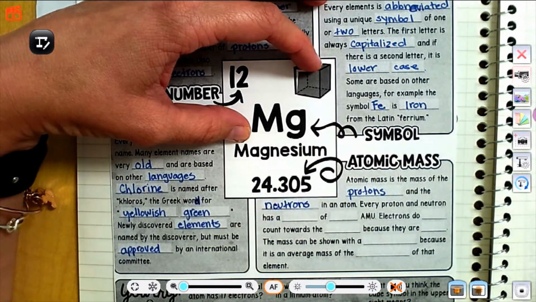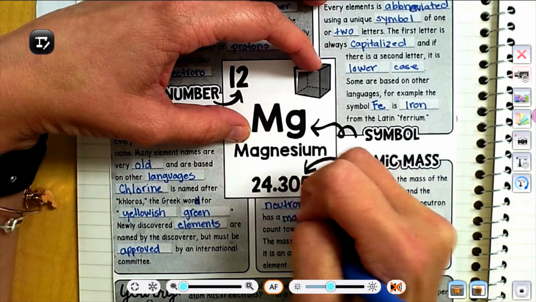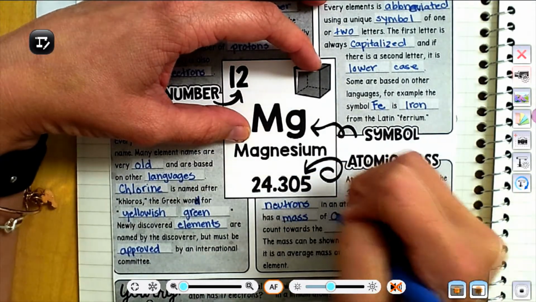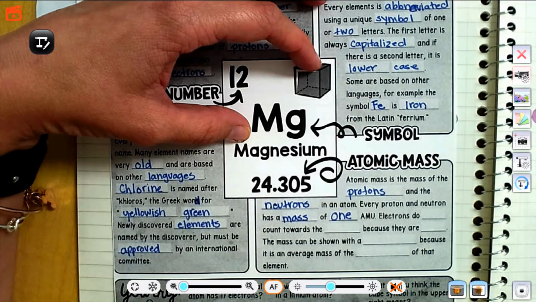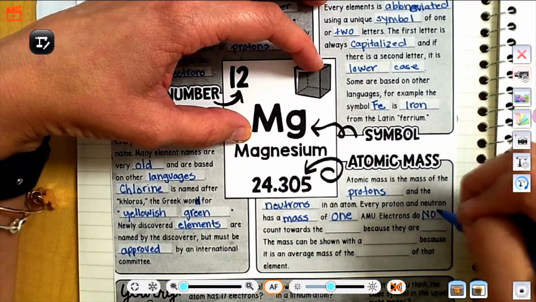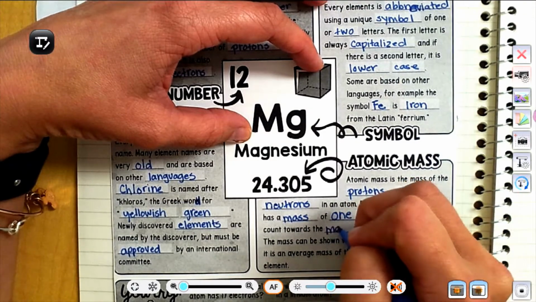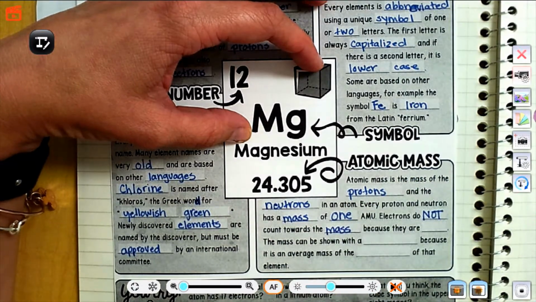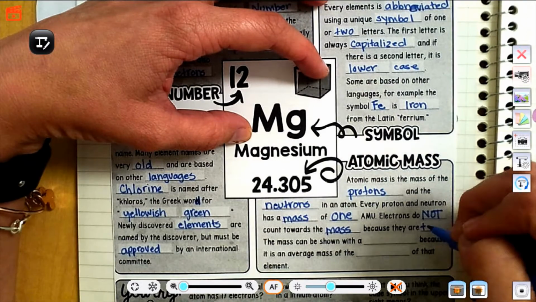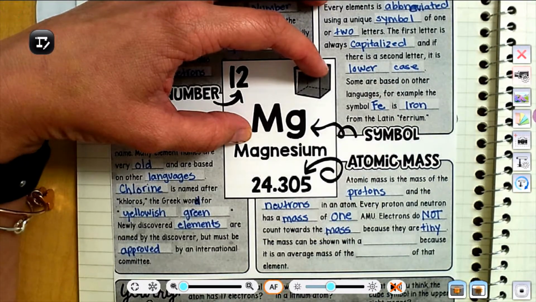in an atom. Every proton and neutron has a mass of 1 AMU. So it's 1 atomic mass unit. Remember, 1 M&M. Electrons do not, N-O-T, not, count towards the mass because they are too tiny. Remember, they're the Miss Philpott of subatomic particles.